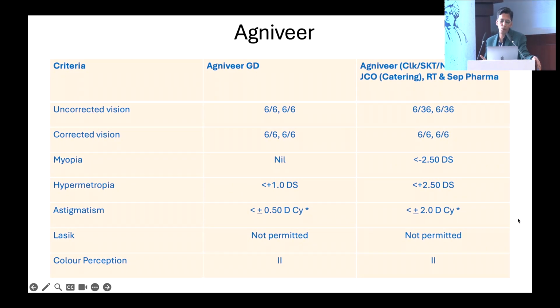And in Agniveers, you have two types of standards. I think we had some issues in the initial time. Agniveer GD, and Agniveer clerk and SKT. In the Agniveer GD, 6/6 vision, unaided and corrected. And in the Agniveer clerk, SKT, nursing assistant, 6/36 both eyes correctable to 6/6, with the same as NDA standards, and LASIK is not permitted in them. The rest of the standards will be covered in subsequent talks. Thank you.